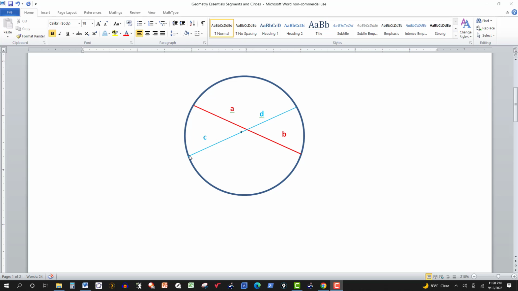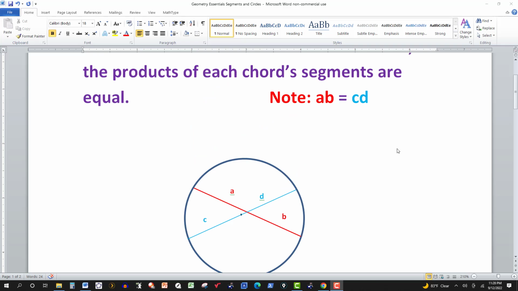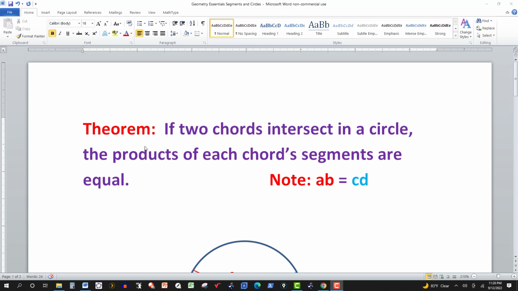In the same way, for the chord in blue, one part of the chord is part C here. It goes from the endpoint to where they cross. And then the other part for that one is D. It goes again from the point of intersection to the circumference. And there's a theorem we want to look at. Certain properties of this situation happen because of the symmetry that a circle has.